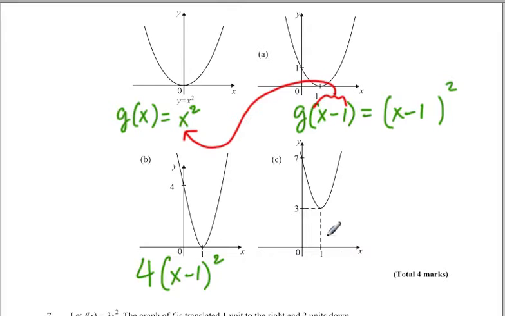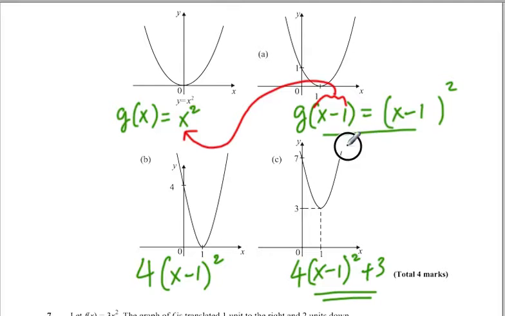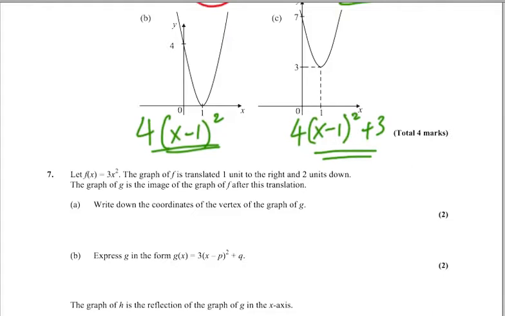And then from here to here, we can see that it's actually been shifted up by 3. And we know it's shifted because 4 plus 3 would be 7, and 0 plus 3 would be 3. So this final graph is 4 times (x minus 1) squared plus 3, and that's how we do it. So this is for that one, this is for this one, this is for this one, and finally this is for C.